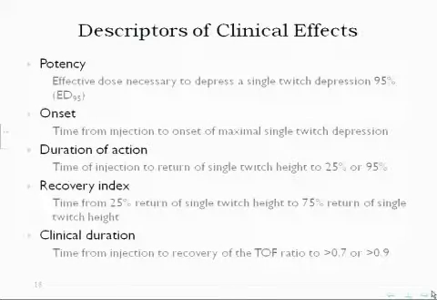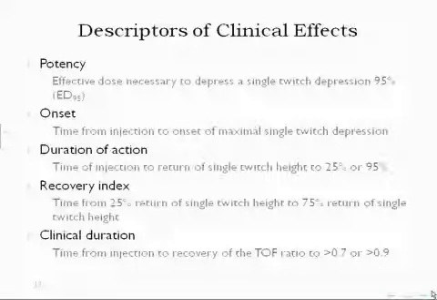Now, there are different descriptors of the clinical effects of neuromuscular blockers. You have potency, onset, duration of action, recovery index, and clinical duration. Potency has to do with the effective dose necessary to produce a single twitch depression of 95%. That's the ED95. The lower that effective dose, the more potent the agent is.